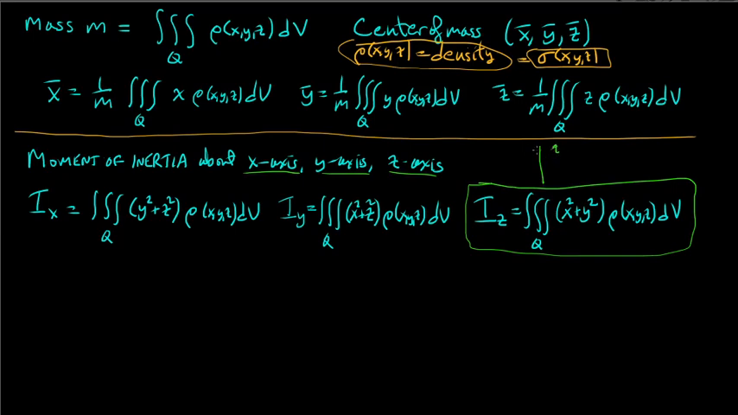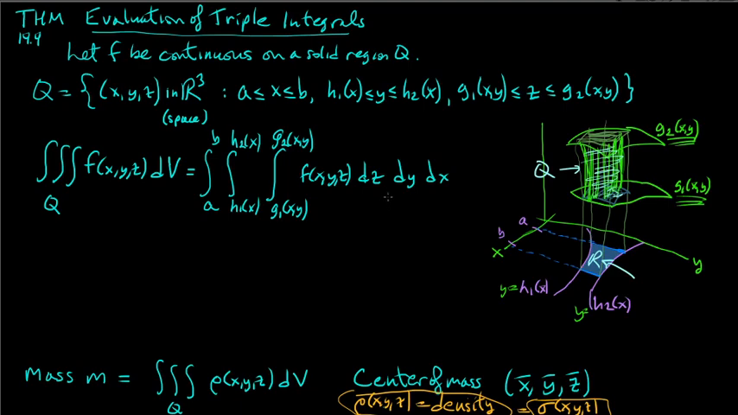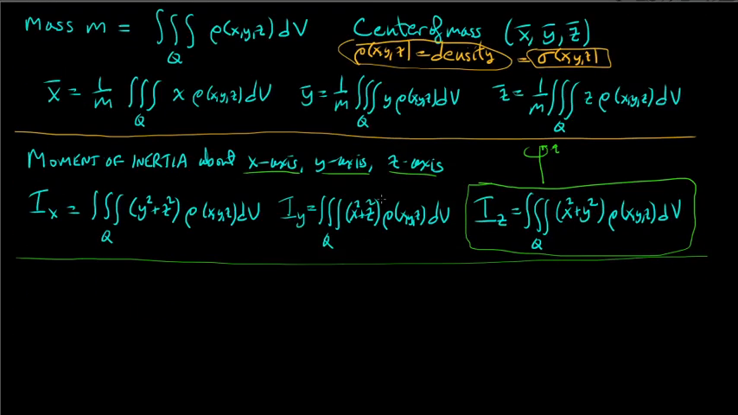I think the one we're going to use most often is rotating around the z-axis. That's the axis of rotation in most cases, and the distance from the z-axis is x squared plus y squared. So you multiply that times the density and then integrate that over the region Q. We'll try to do one of these examples a little bit later, but before we do, let's just evaluate triple integrals.